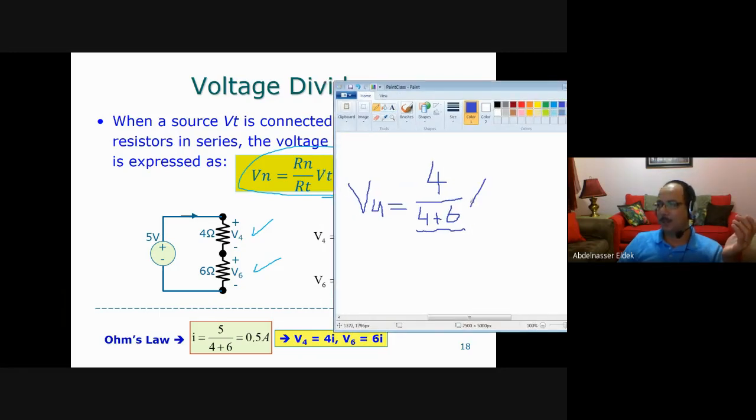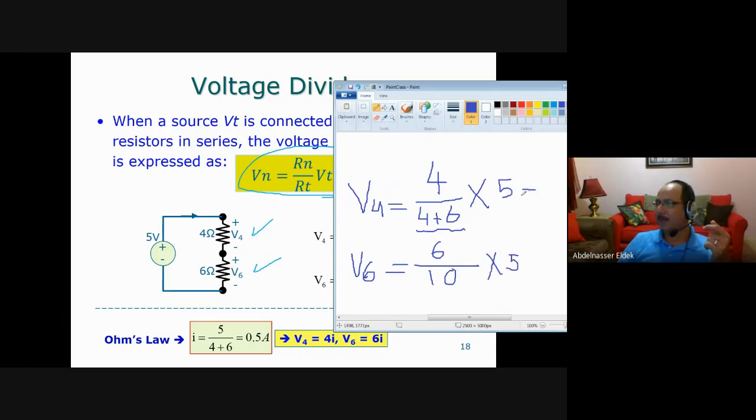V total is what? The total voltage is 5. So this 5 volt is divided between a number of resistors in series. So this is how you calculate it. And so on. If you want to calculate V6, Rn is 6 ohm. The total resistance again is 4 plus 6, or 10. The total voltage is 5, and so on.